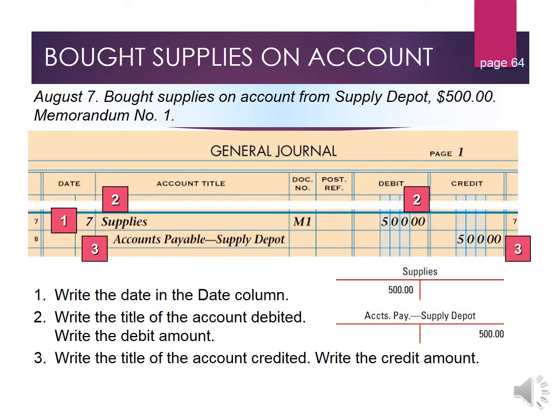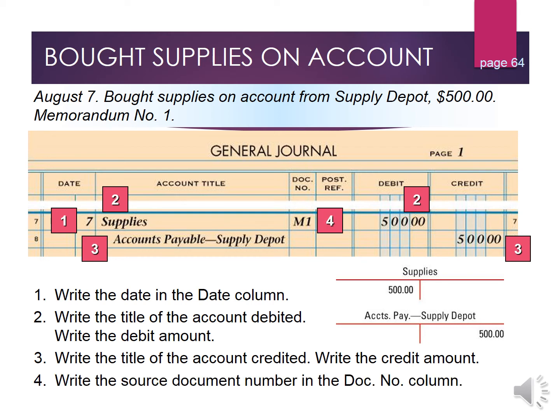Then we will record the account credited, which is accounts payable Supply Depot. So you may abbreviate accounts payable as capital A, capital P, dash Supply Depot. It will be indented 5 spaces. Then we will go to the credit column and record the $500. Our last step is to record our source document. A memorandum is abbreviated with a capital M and a 1 for the number.